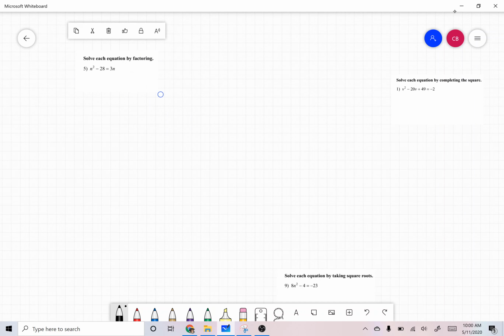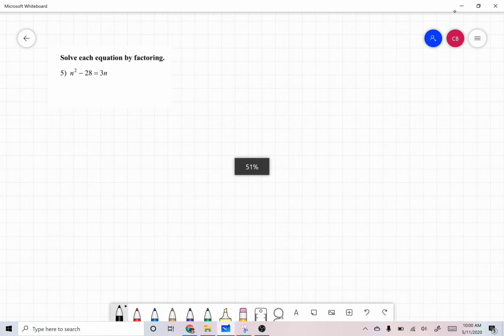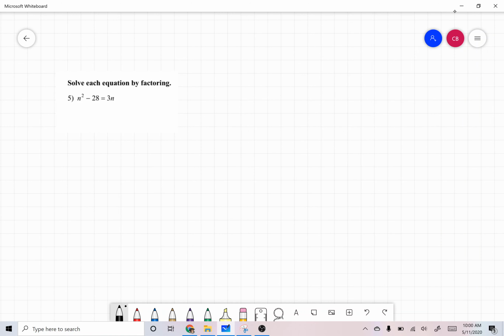We're going to do the next one by factoring. This one will probably go a little quicker. So we have n squared minus 28 is equal to 3n. You do not want to factor yet. We want to move everything to the same side. So we subtract the 3n to the other side, and we have n squared minus 3n minus 28 is equal to 0.